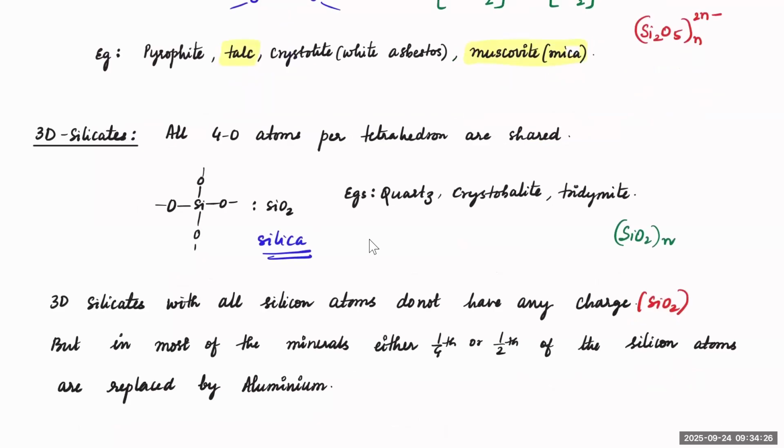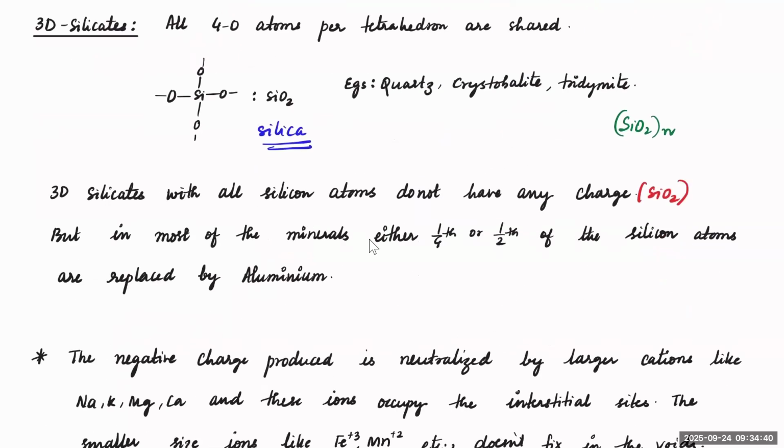If all four oxygens are shared, then that will become a 3D silicate. Quartz, cristobalite, and tridymite. These are all 3D silicates, silica. So 3D silicates with all silicon atoms shared do not have any charge on them.